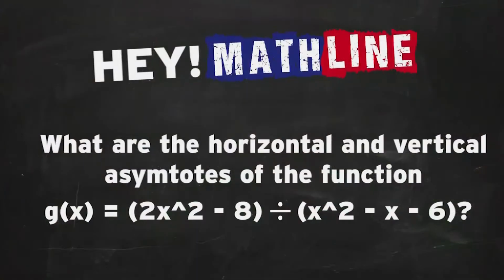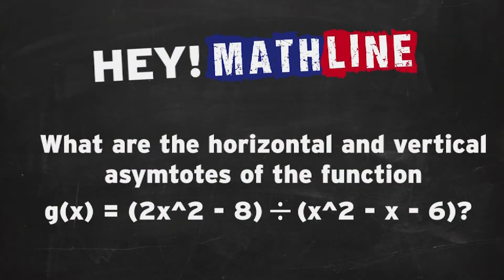Hey Mathline, this is Parker from Bearden High School. I have a problem for you. What are the horizontal and vertical asymptotes of the function g of x is equal to 2x squared minus 8 divided by x squared minus x minus 6?